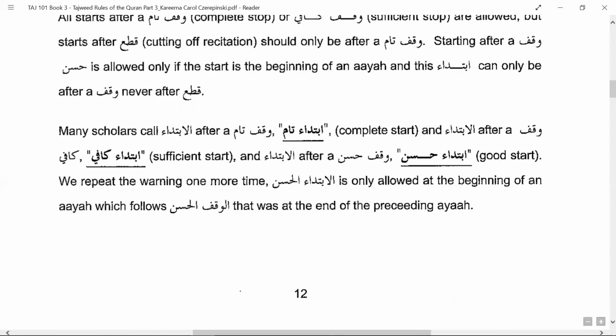We repeat the warning one more time. Ibtida al-hasan, the good start, is allowed only at the beginning of an ayah which follows al-waqf al-hasan, which was at the end of the previous ayah.